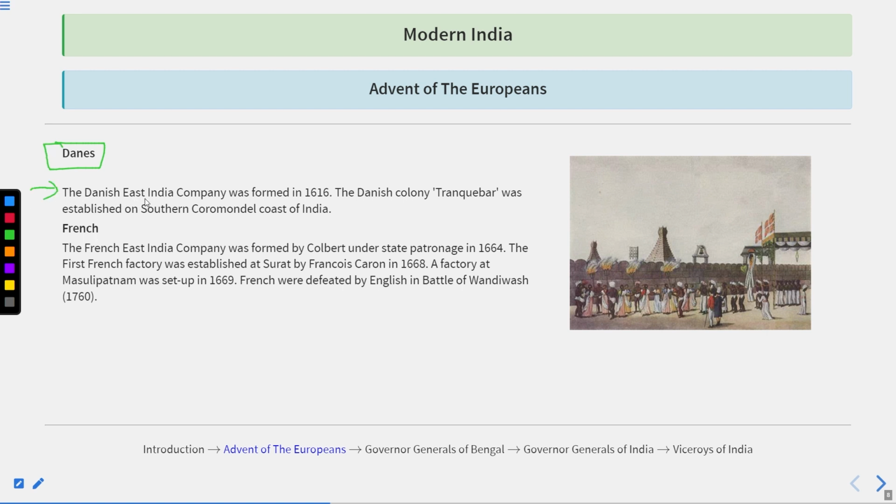The Danish East India Company was formed in 1616, and the Danish colony Tranquebar was established on the southern Coromandel coast of India. Thereafter, the French. The French East India Company was formed by Colbert under state patronage in 1664. The first French factory in India was established at Surat by Francois Caron in 1668. A factory at Masulipatam was set up in 1669, and the French were defeated by the English in the Battle of Wandiwash in 1760. Got it?